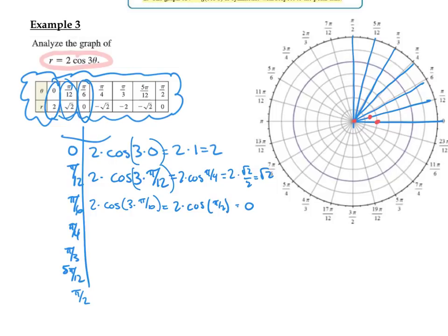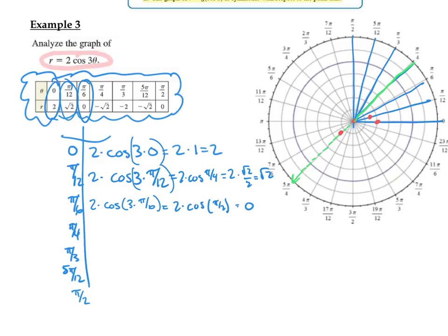Then pi over 4 is negative root 2. So here's my positive pi over 4. And let me go this way. Here's my positive pi over 4. But a negative radius means you go the opposite direction towards 5 pi over 4. And then once you've gone the opposite direction, then you can trust the number again. I'm going to go negative root 2, so that's going to be negative 1.4, about right there.